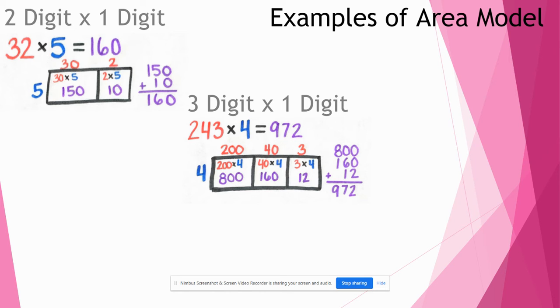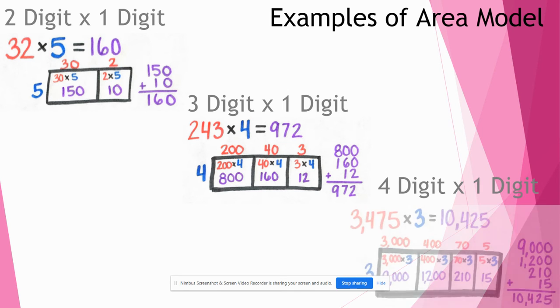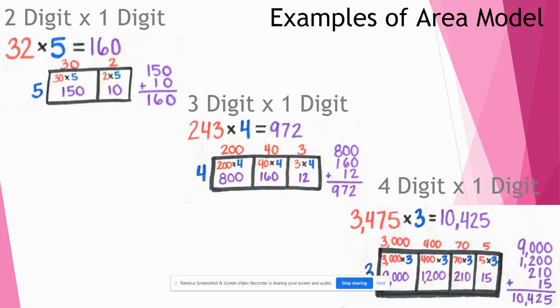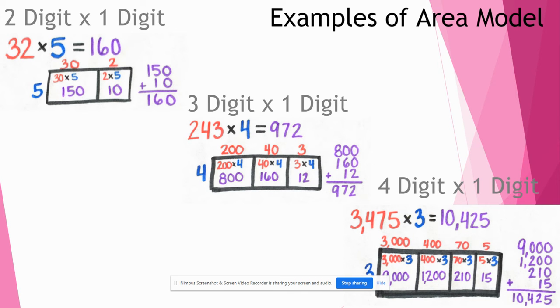If you remember back from last week, lining up the numbers correctly is really going to come into play. And finally, 4 digits by 1 digit. 3,475 times 3. I'm going to break up 3,475 into thousands, hundreds, tens, and ones, if you can see that right there. And oops, this is in the way a little bit. But I know I have to multiply each one by 3 to get all my partial products. And my final answer is going to be 10,425.